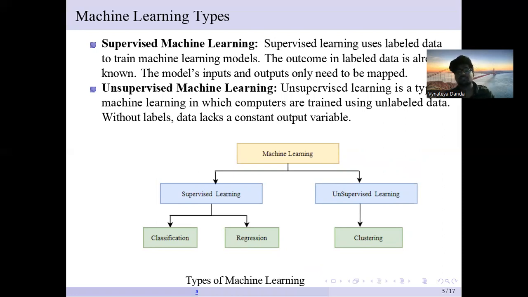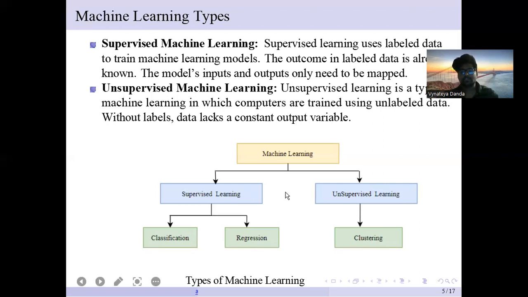And coming to the other type, which is unsupervised machine learning. Unsupervised learning is a type of machine learning in which computers are trained using unlabeled data. Without labels, the data lacks a constant output variable. Here we don't know what the output will be. It will just train the data on our logic, and we need to analyze the output at that particular time. That is the reason why the data lacks a constant output variable.